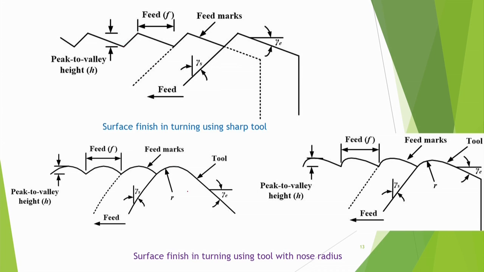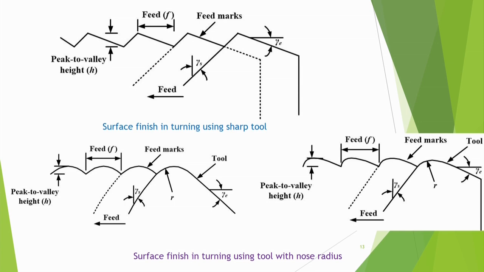On the other hand, if the tool has a nose radius, then it will go here and here. So this is the feed mark, and it will generate this type of profile. The feed is like this, and this is the peak to valley height. The tool angles are gamma e and gamma s. Gamma s is the side cutting edge angle in the American system, and gamma e is the end cutting edge angle.